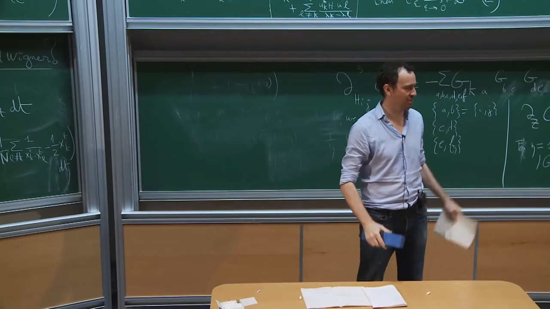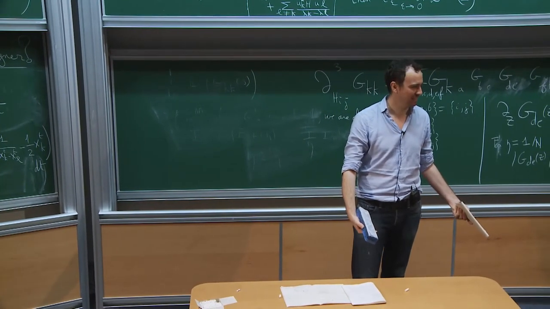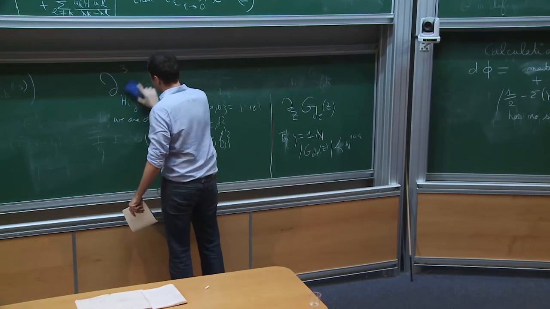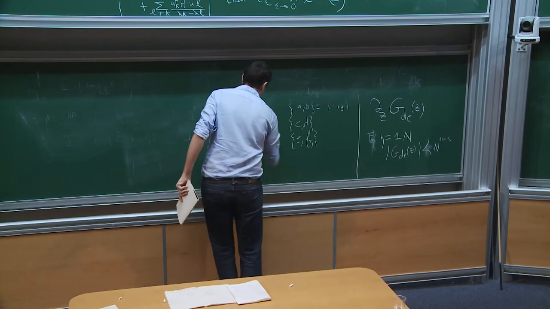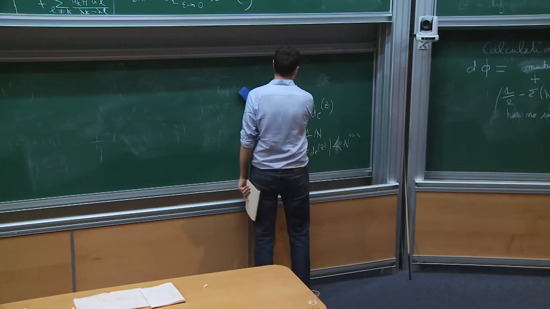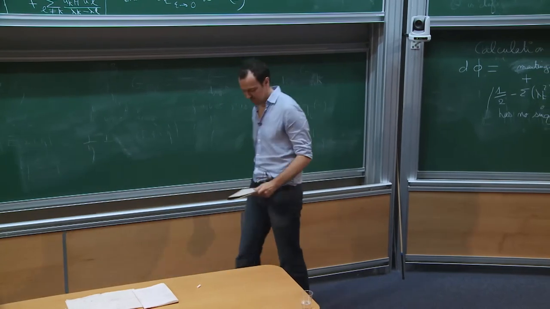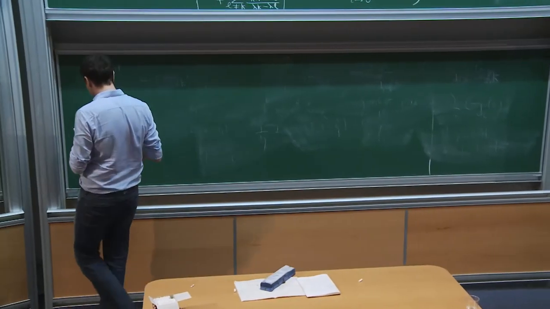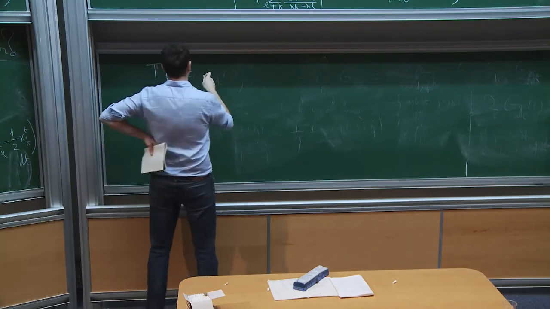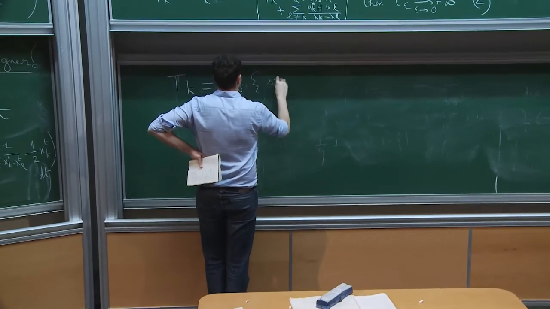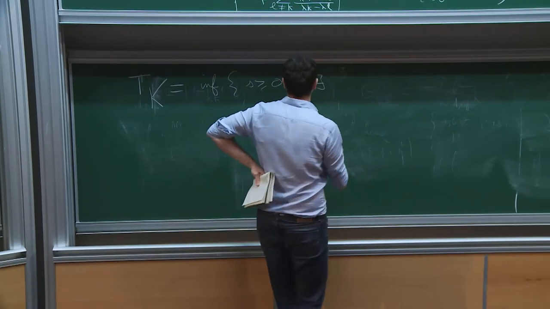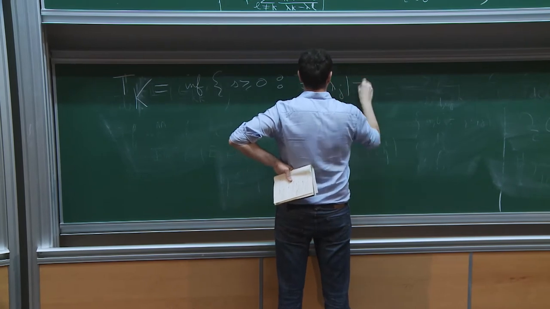I don't care about the constants here. I just want to prove a qualitative thing about my process. So if you define τ_k, the first time such that there exists a λ_j greater than k, where this k is a big k.